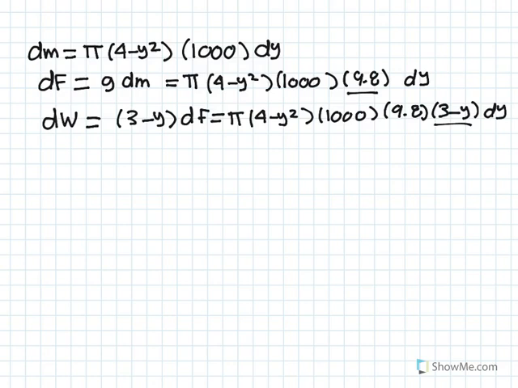Let's break this down further. So this part is the cross-sectional slice of the disk, A of y, a horizontal slice. This part is the density of water, rho water. This part is gravity, this is g. And this part is distance.